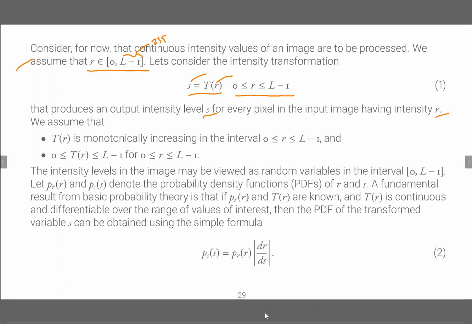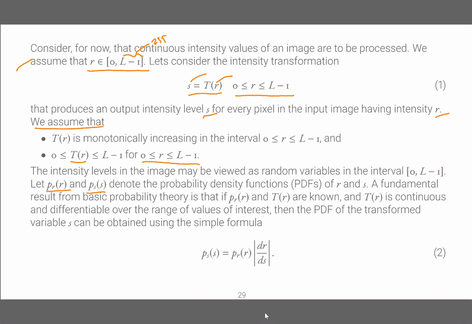There are two assumptions. T(r) is monotonically increasing in the interval from 0 to L minus 1. That means it does not decrease but increases continuously. And after mapping, what you get would also be from 0 to L minus 1 for r being in this interval. The intensity levels in the image may be viewed as random variables in the interval 0 to L minus 1. So let p_r(r) and p_s(s) denote the probability density functions of r and s.